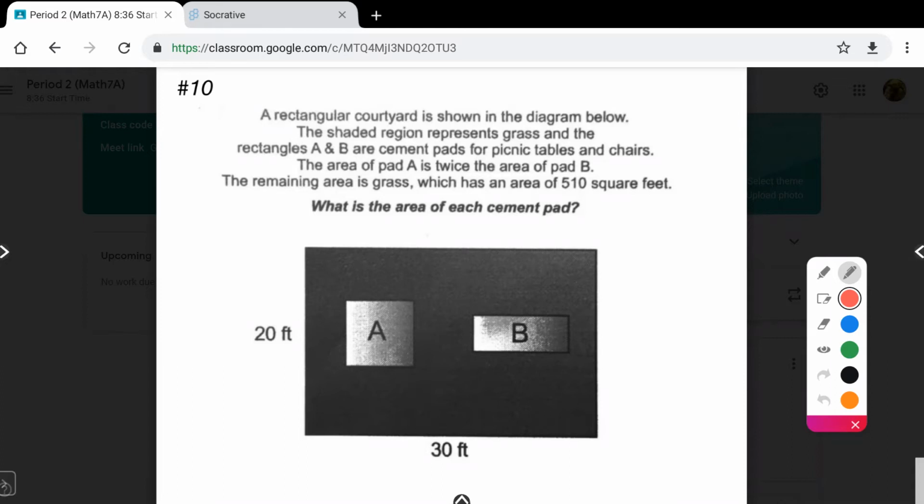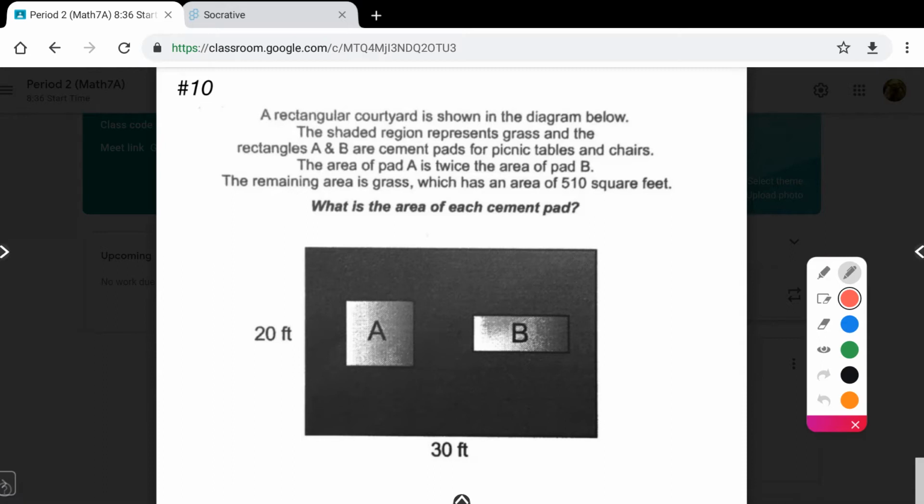So the rectangular courtyard is the big rectangle that you have. Okay, and then the shaded region that's inside there is the grass around cement pads. Cement pads are the letters A and B, the rectangles that are inside the bigger rectangle. Okay, the area of pad A is twice the area of pad B. So area of A is bigger than the area of B, twice the size.